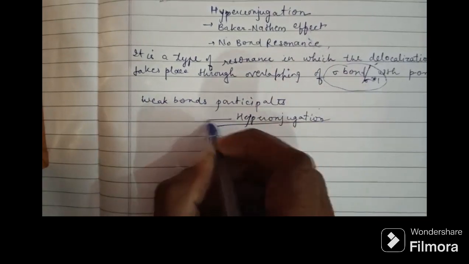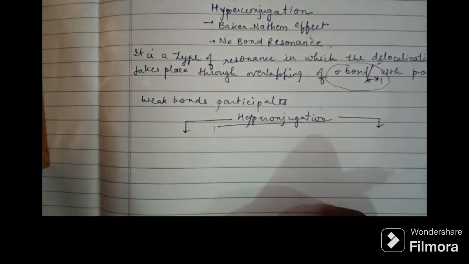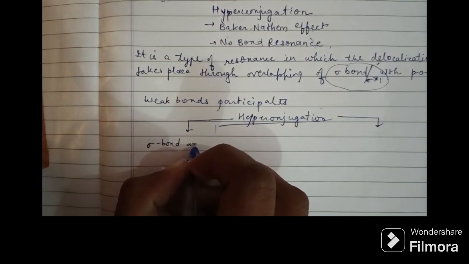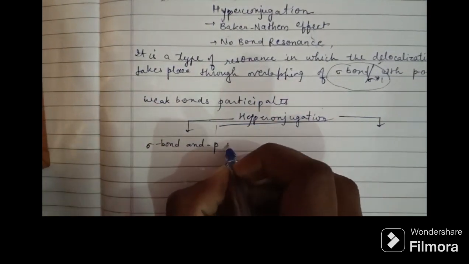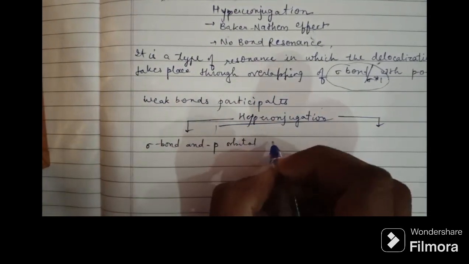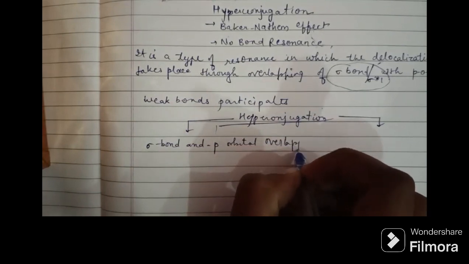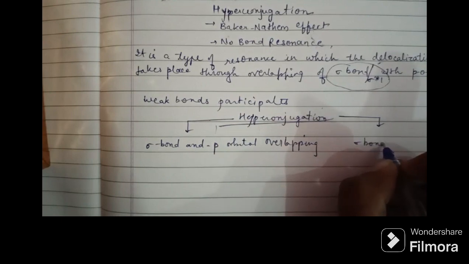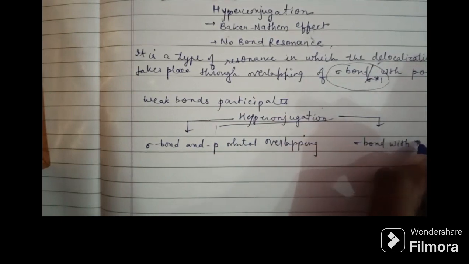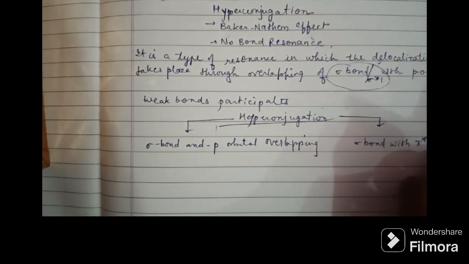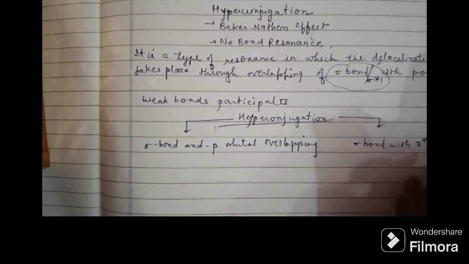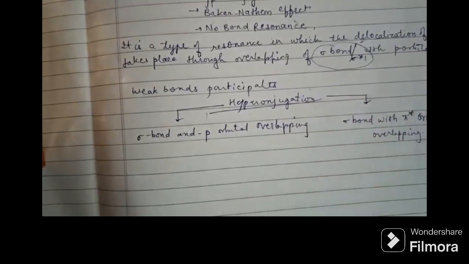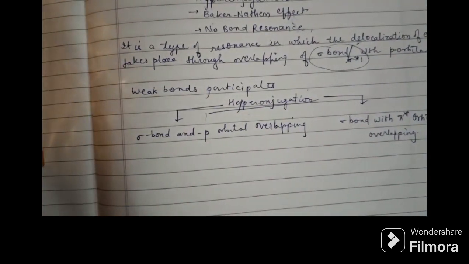Hyperconjugation can be categorized into two, that is sigma bond and p orbital overlapping. We will see how. And sigma bond with pi star orbital overlapping.